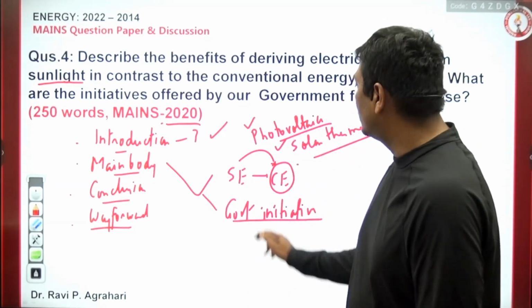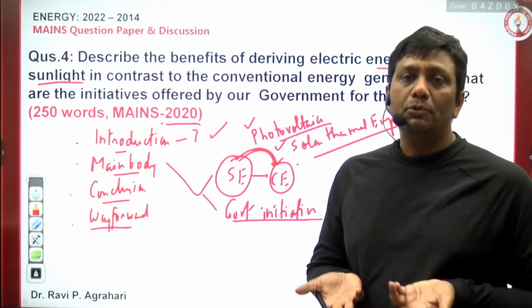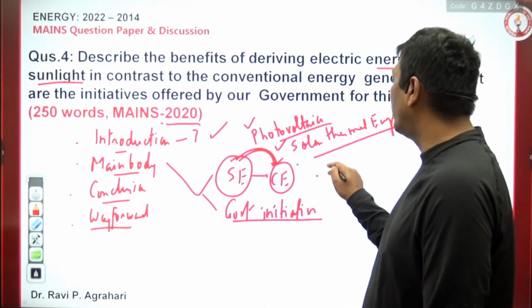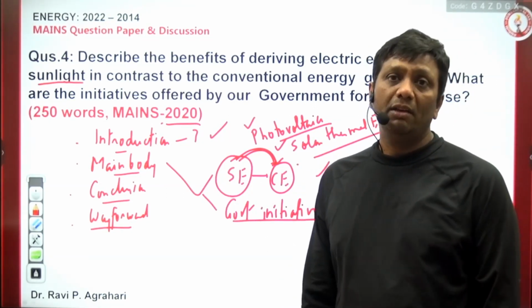So that is the reason solar energy is a better option than conventional energy. You must have conceptual knowledge. If you have the concept part, then you can write very well. For government initiatives, you must start from the various government schemes and programs.